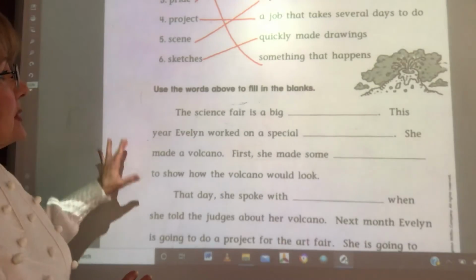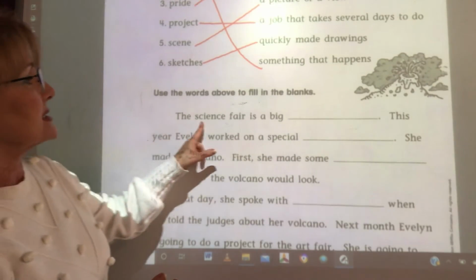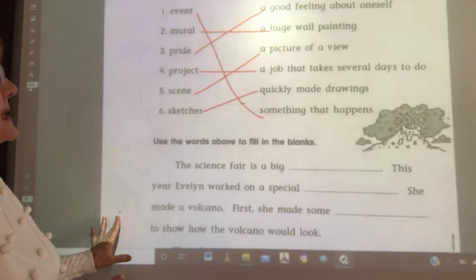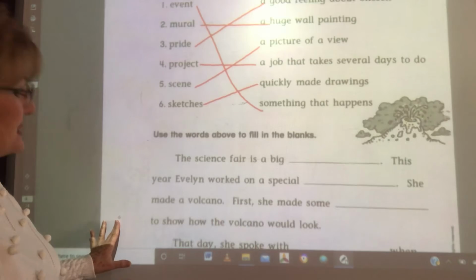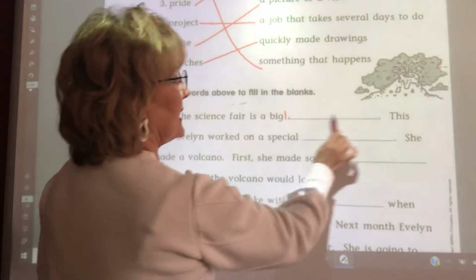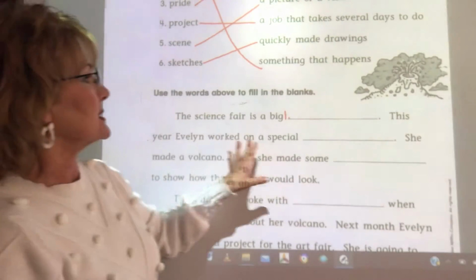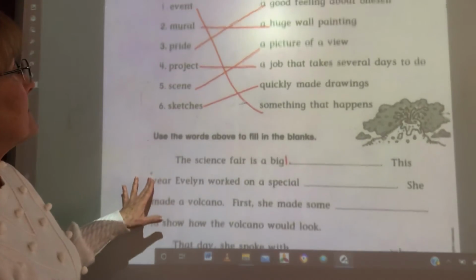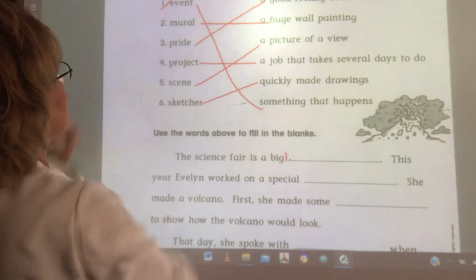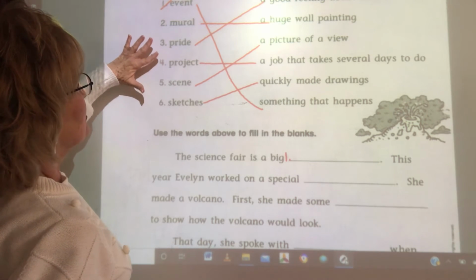We're going to use these words to fill in the blanks, okay? The science fair is a big something that happens, yeah. So to save us a little time, just put a little 1 there, and after we're finished here, write the whole word. This year, Evelyn worked on a special, let's cross this out. A special mural, a special scene, a special project.